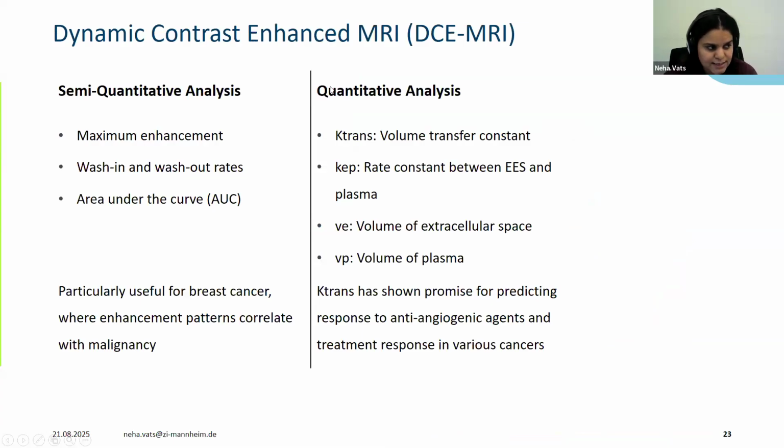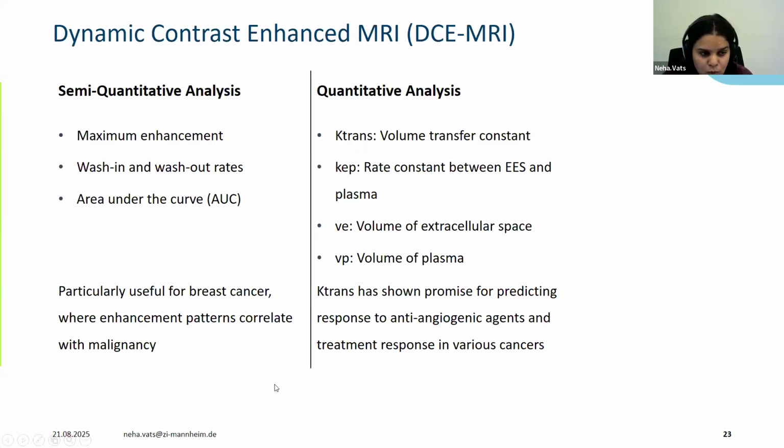In the dynamic contrast enhanced MRI, we have semi-quantitative analysis or quantitative analysis. With semi-quantitative analysis, how can we use these DCE images? We can calculate maximum enhancement. We can calculate the wash-in and wash-out rate of the contrast agent. We can also calculate the area under the curve of the flow of the contrast agent from entering the tissue to excreting out of the body. Particularly, they are used for breast cancer, where enhancement patterns correlate with malignancy.